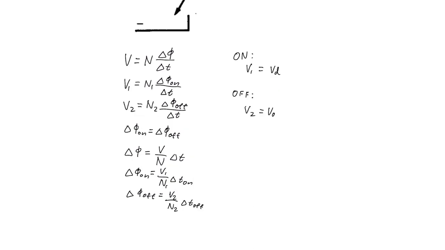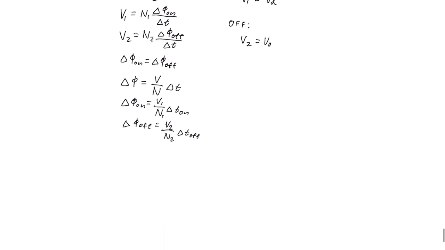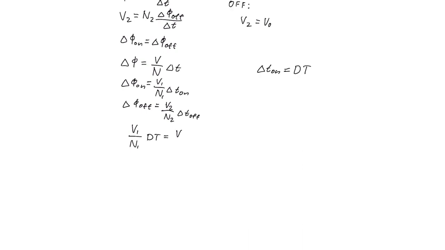So if we put those two equal to each other, we will get V1 over N1. And this time here is equal to dt, so I can put that on this side. dt is equal to D times T, where T is the period and D is the duty cycle. So this will be DT. Now we have the other side, so V2 over N2. And the change of time when it's off is equal to 1 minus D times T. So put that in, 1 minus D times T.